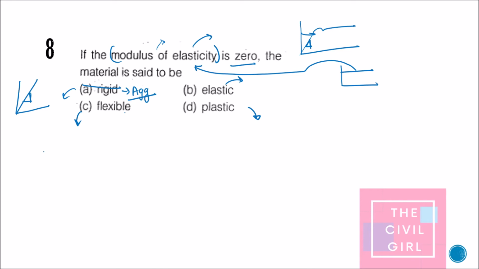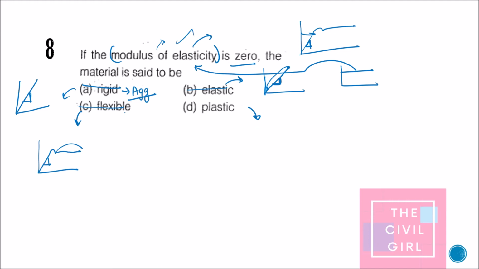Coming to flexible, I'm going to take a mild steel bar, so it's something like this. Again, I have my slope here, therefore it is not flexible also. Coming to elastic material, let me take an elastic material. It means what? Stress strain will be linear, and even when I remove a load, it will come back to its original shape, which means the slope is present, which means there is modulus of elasticity also.